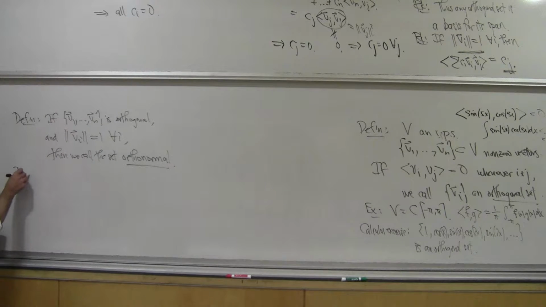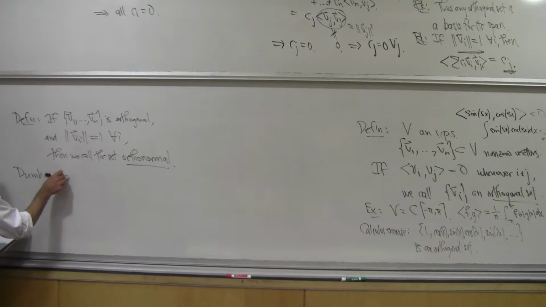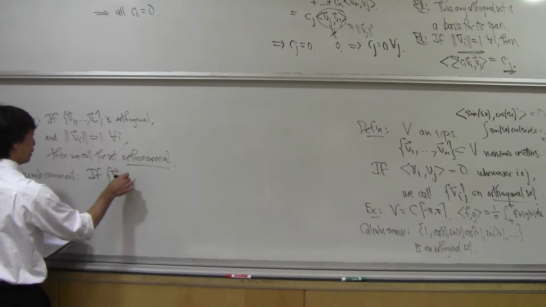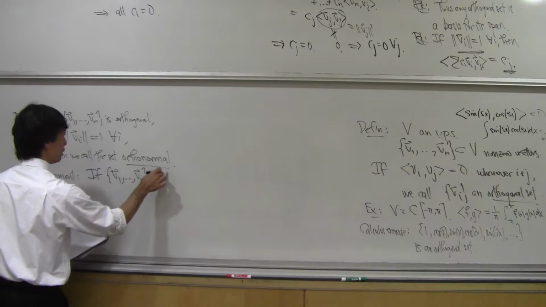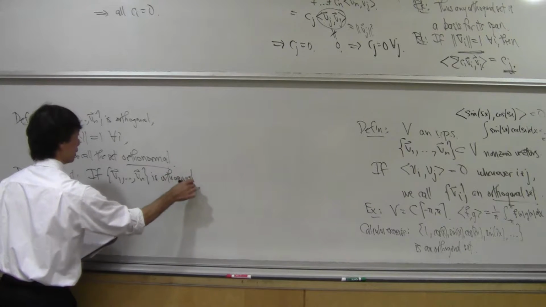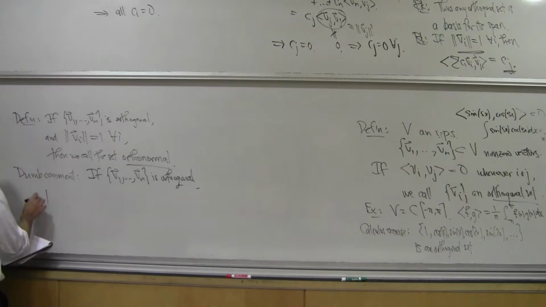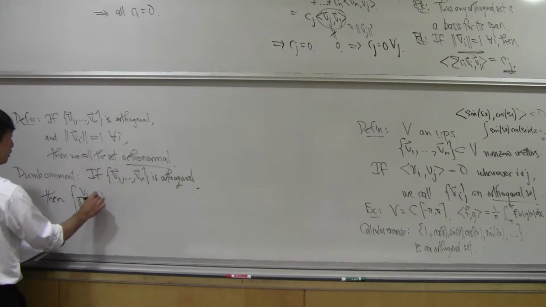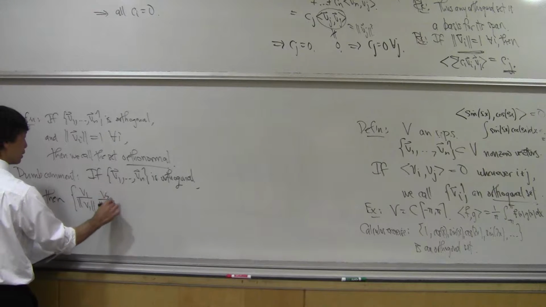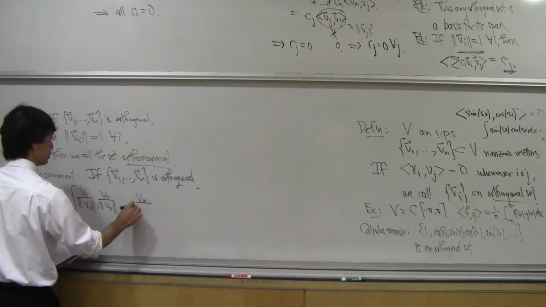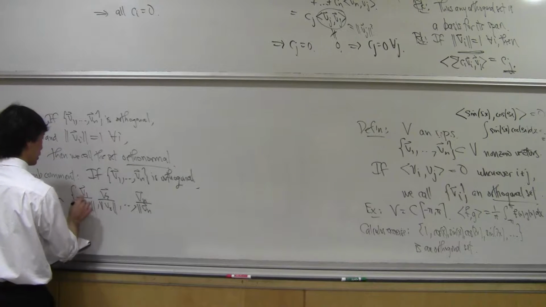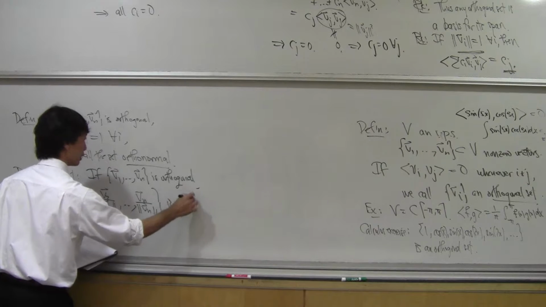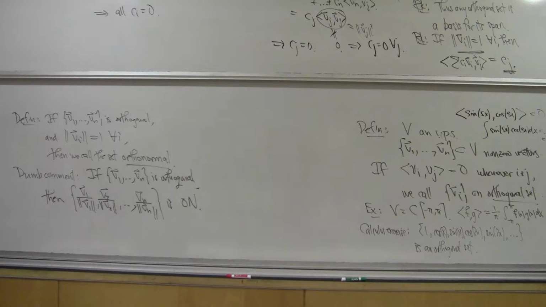One dumb comment. If V1 through Vn is orthogonal, then V1 over its norm, V2 over its norm, etc., Vn over its norm is orthonormal. And I always abbreviate orthonormal as ON.